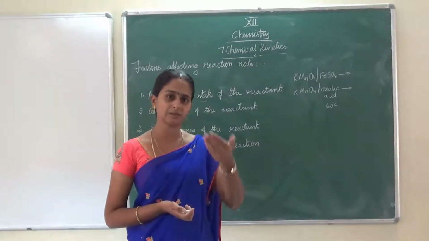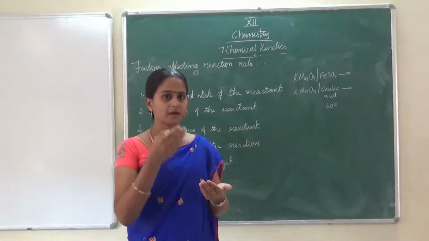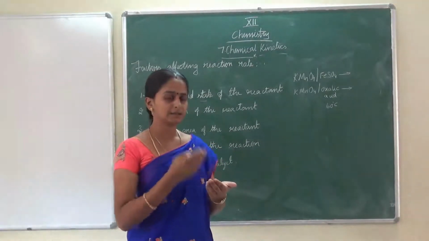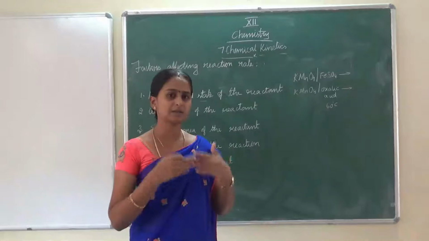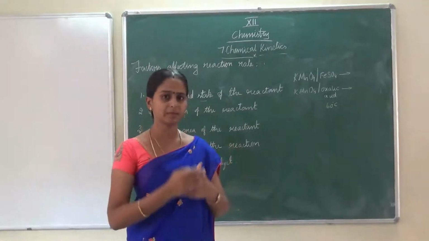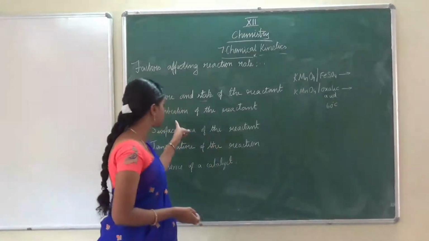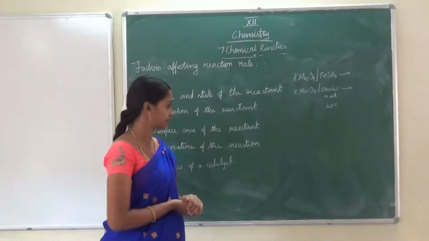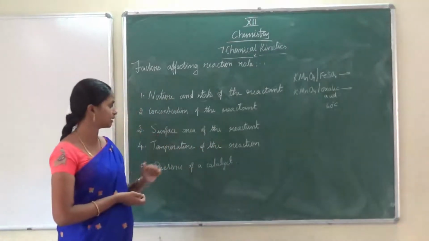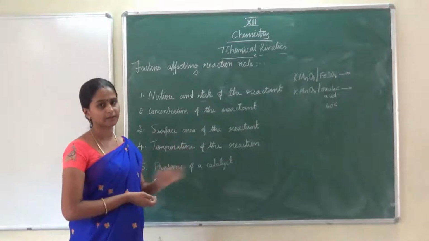Then the reaction also will be slow. If more number of collisions, which we need, is present, then the collision also will be maximum, and the product also will be maximum. So concentration can affect the speed of the reaction. Then the third point here, surface area of the reactant.